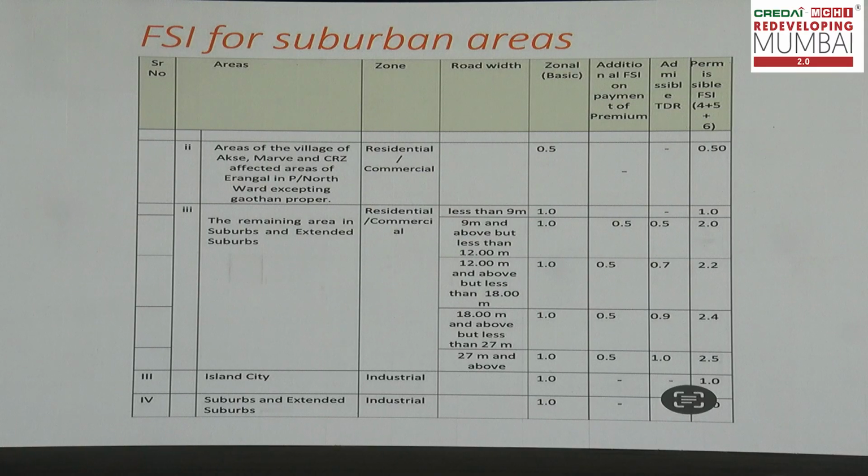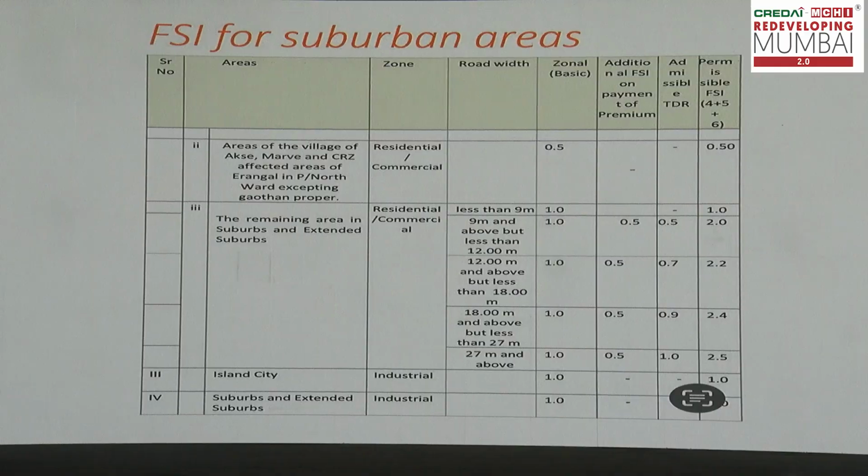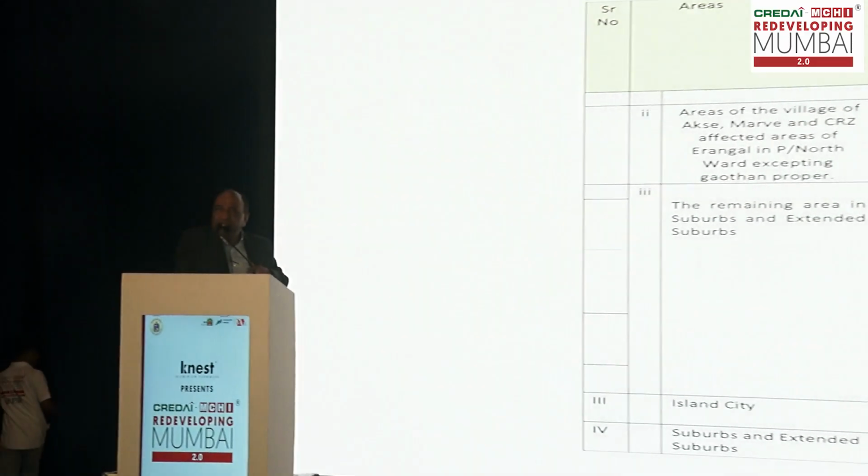Now, in many cases, whatever the permissible FSI, we have seen that in the city the maximum permissible FSI depending upon the road width is 3, and in the suburb it is 2.5. But in many cases, due to various factors and combinations, the permissible FSI is not adequate for the development. That is what we call feasibility. Sometimes the redevelopment of the project is not feasible within the permissible FSI.